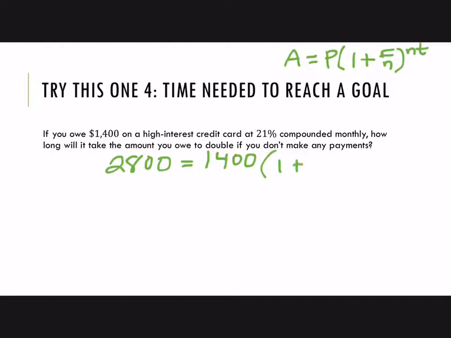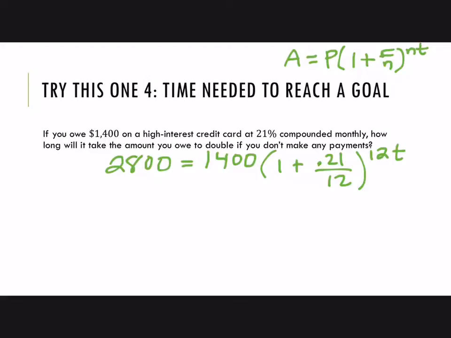Okay, how about an interest rate? Well, we have 21%, so that's 0.21. And then the number of times per year that the interest is compounded, well, it's monthly, so that would be 12. And then the exponent would be 12 times t. We don't know what t is. If you remember from before, one of the first things we did was try to simplify the part in parentheses.